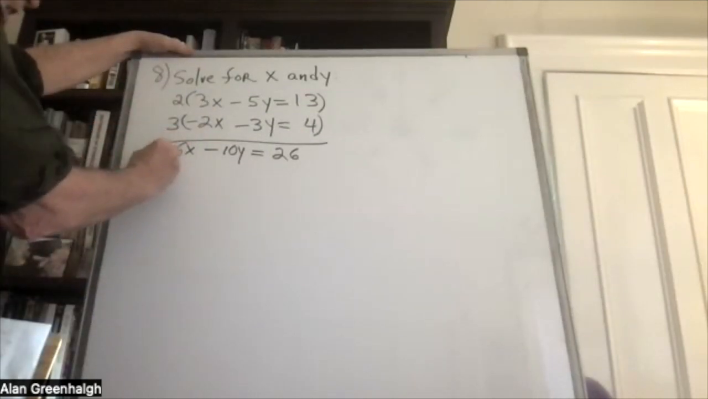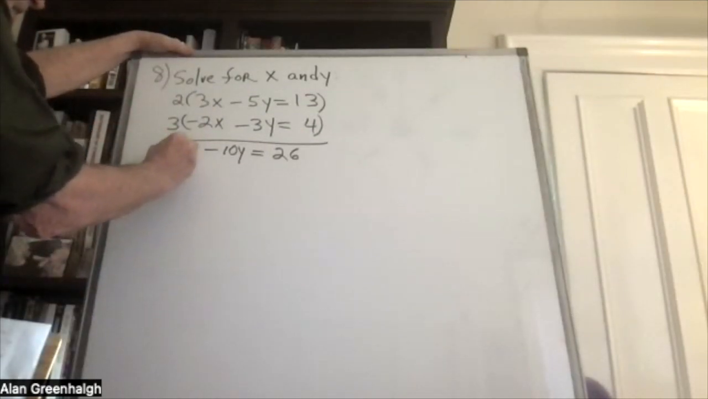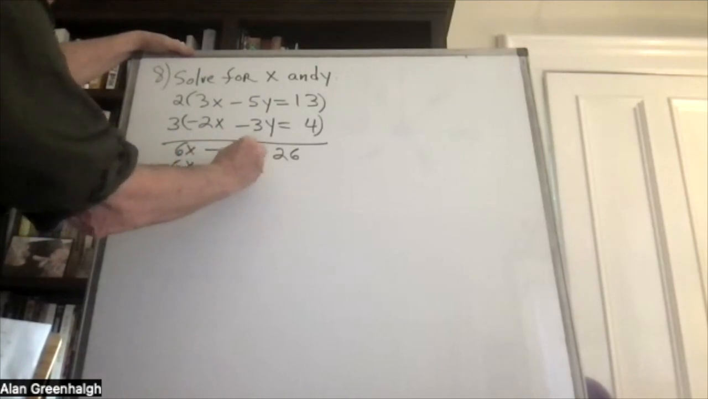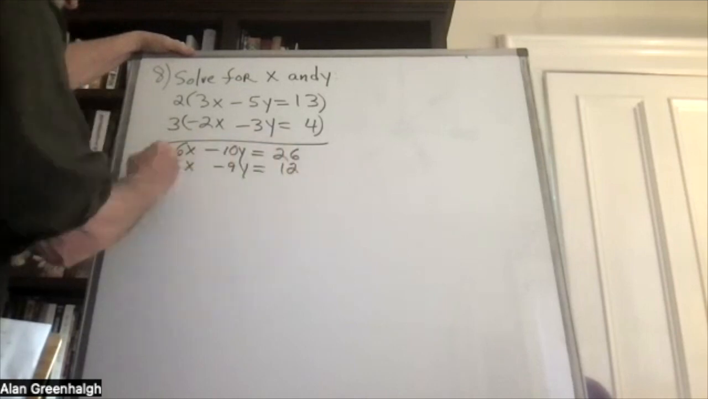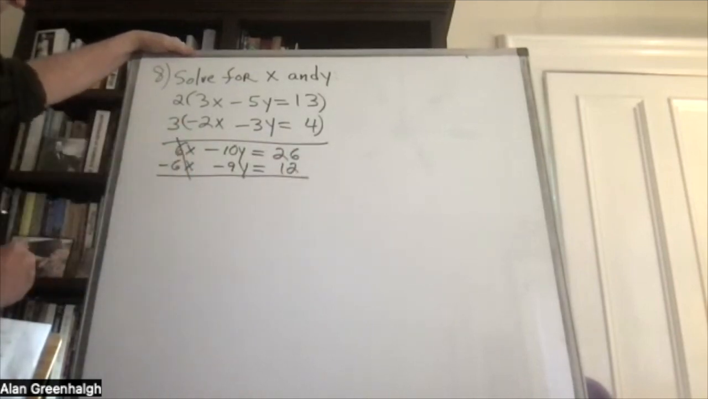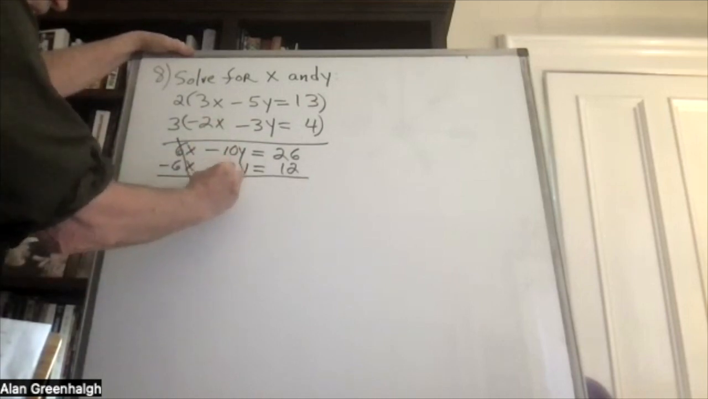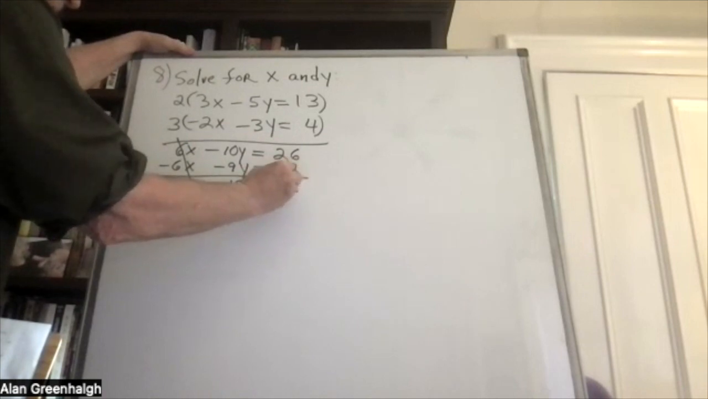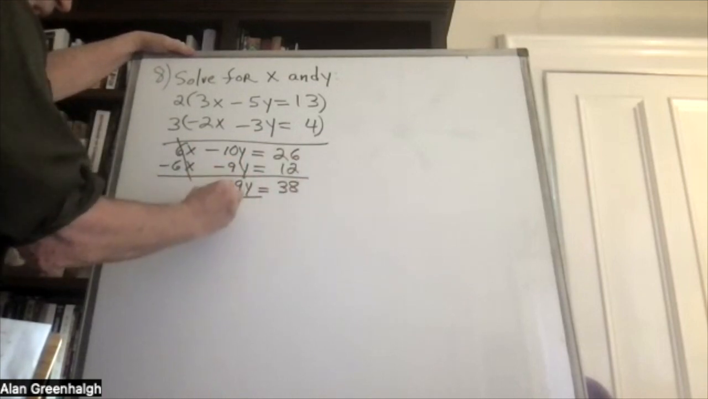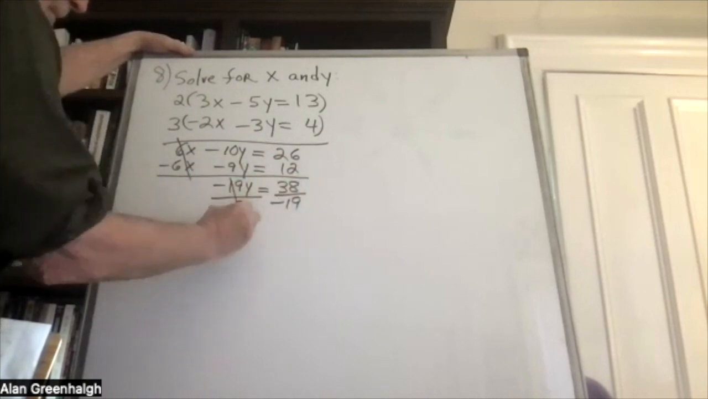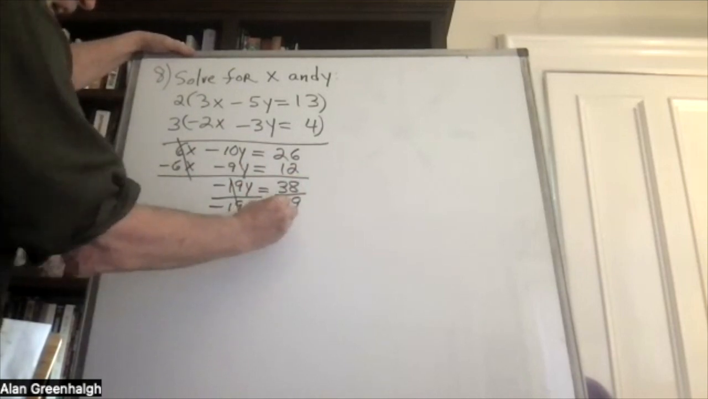The second equation is -6x minus 9y equals 12. The 6's drop out. This becomes -19y equals 38. Divide by -19. And y is equal to -2.